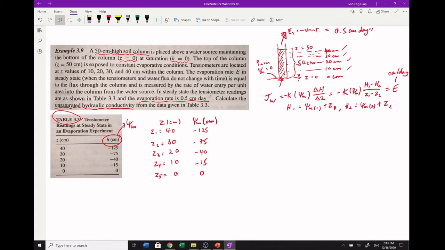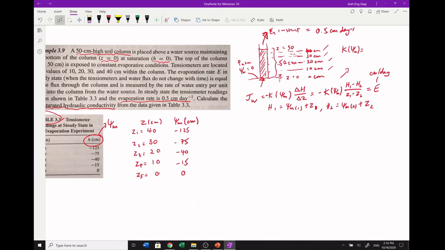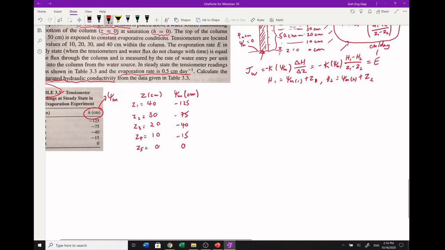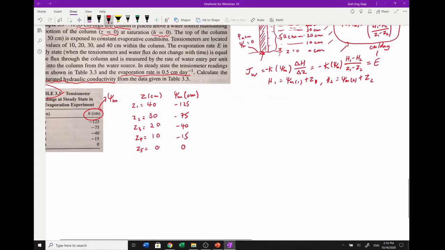So we can actually rearrange this so that we can find K, okay, right? So the K is given by negative E over H1 minus H2 divided by Z1, Z2, right? So this is the equation we need to use in order to find the unsaturated hydraulic conductivity. So let us continue with the calculation.